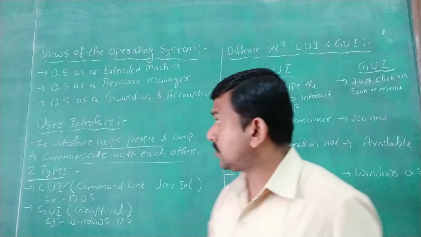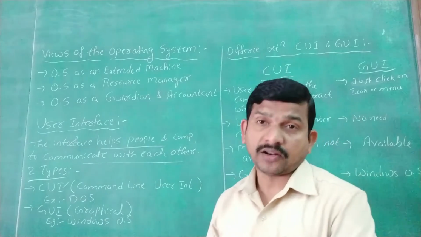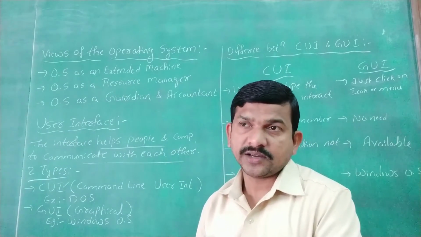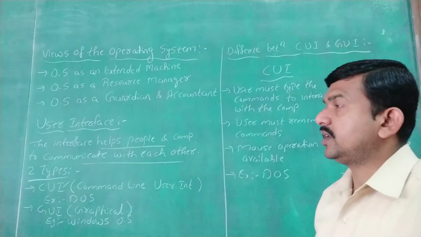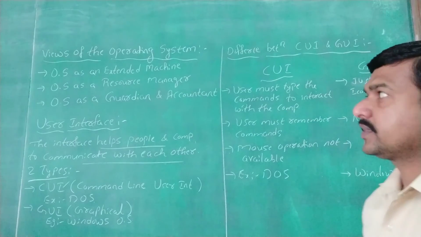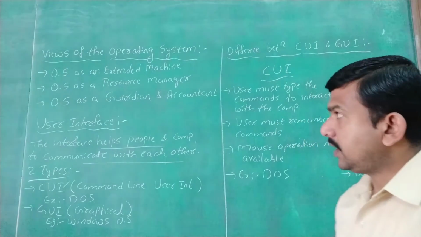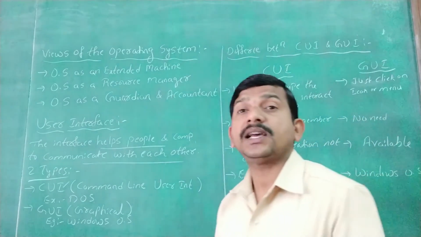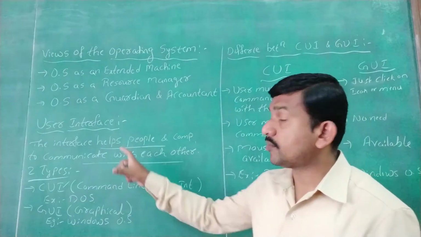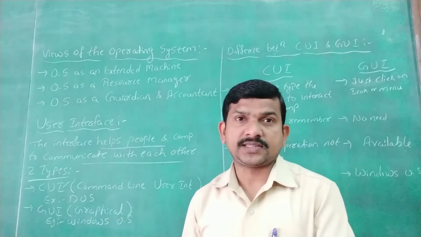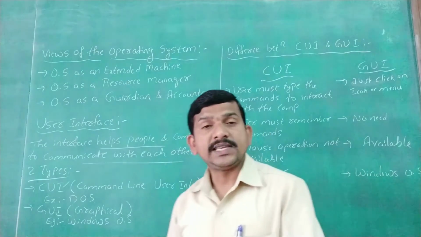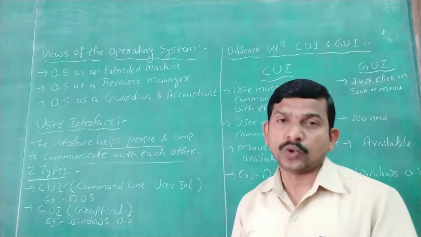Is it clear? So here we have discussed the user interface. The first what we have discussed, some of the views of the operating system. So there are three views. The first one, operating system as an extended machine, then operating system as a resource manager, and operating system as a guardian as well as accountant. They act as a guardian as well as accountant. Then we have discussed some of the important part, the user interface. But there are two user interface available. The first one is CUI and second one GUI.